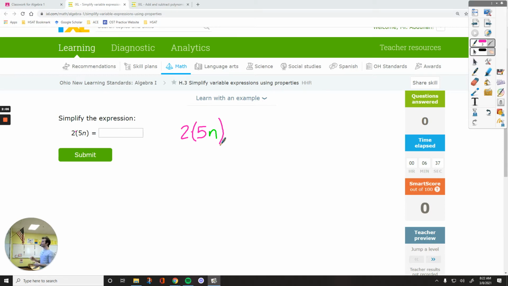2 times 5, that becomes 10. I'll use the same color for the numbers, and then for the variable, there's only one variable, it's n. We just keep it that way. Okay? So deal with the like terms and then bring down the term that's all by itself, 10n.